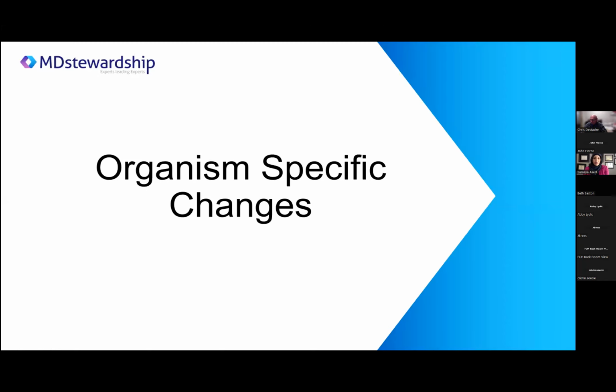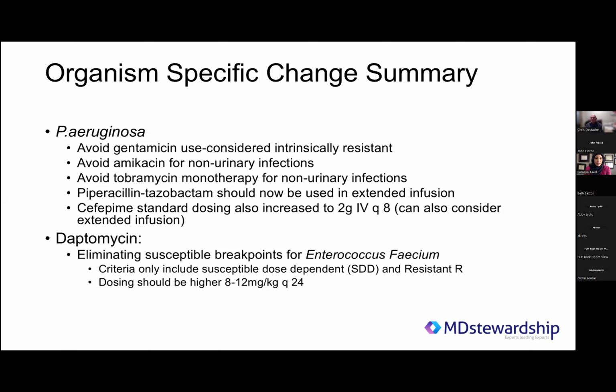Right. I just want to spend the last couple of minutes talking about some organism-specific changes. This is a little bit of a summary we've already discussed, but for Pseudomonas, again, avoiding the use of gentamicin altogether. This is now considered intrinsically resistant. To summarize again, avoiding amikacin for non-urinary infections, and then not using tobramycin monotherapy. Piptazo should now be used in the extended infusion interval, like we discussed. And then one we haven't brought up is cefepime. So the standard dosing of cefepime should also be increased to the 2 gram IV Q8. If possible, obviously an extended infusion, given that it's a beta-lactam, would be a better option.